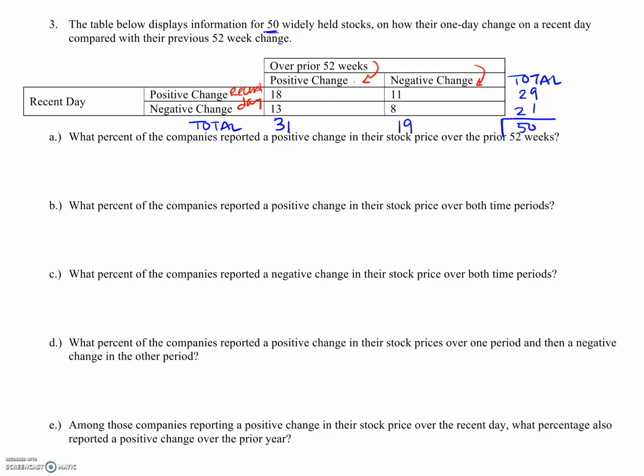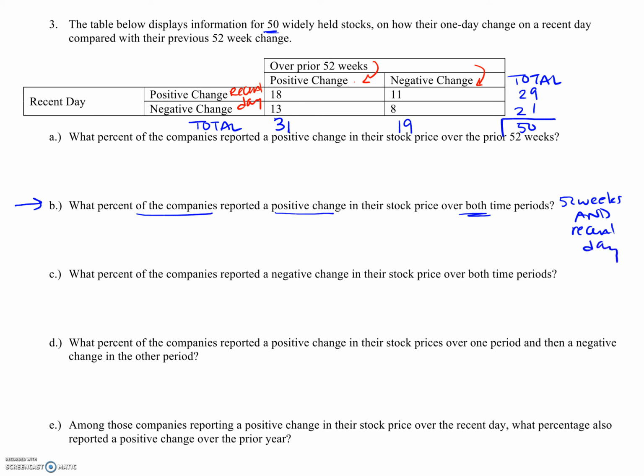So then it comes down to answering these questions. So let's just look at question B as our first bit of help. This says what % of the companies, so we know we're talking about all 50 companies, and then we are told that we want to be interested in companies that reported a positive change over both time periods. So this is both over the 52 weeks and the recent day.